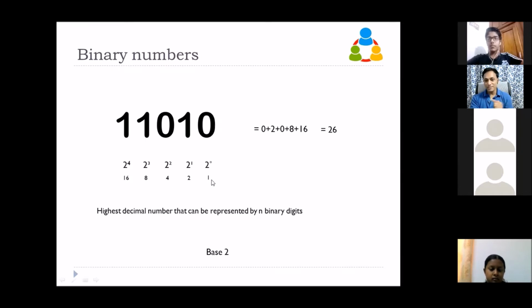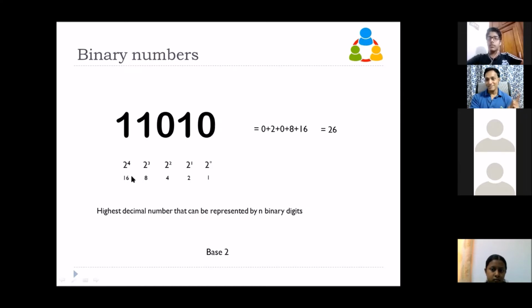With 4 digits, you can represent 8 plus 4 plus 2 plus 1. The maximum decimal number you can represent is 1, 1, 1, 1. If all are 1, then this is 8 plus 4, 12, plus 2, 14, plus 1, 15. 15 is 16 minus 1, right? 2 raised to 4 minus 1.